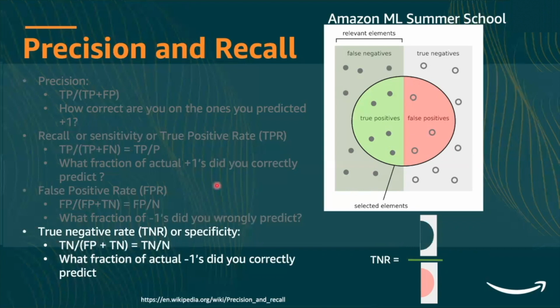Similarly, you can also compute the true negative rate. The true negative rate is basically the fraction of actual negative samples which you correctly predicted. So from this figure, this is the sample set which the model said, hey, I am confident that these are negative, out of the total negatives. So this is the true negative rate, or it is known as specificity.